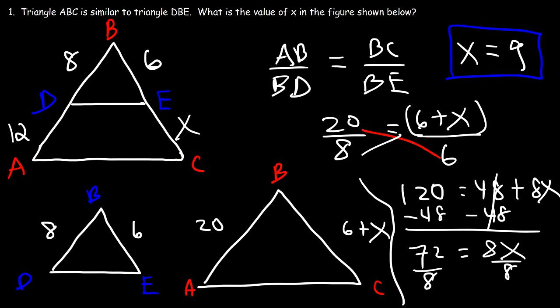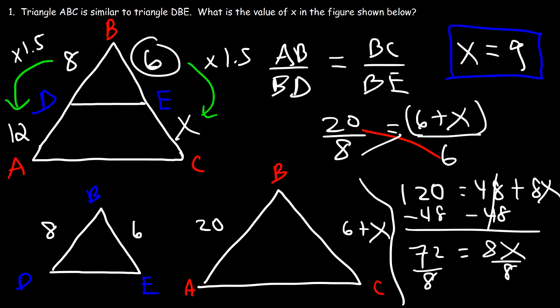Now we could check the work. If we take 12 and divide it by 8, that will give you 1.5. So if you take 8 and multiply it by 1.5, you can get the other side 12. Now if you take 6 and multiply it by 1.5, it will give you x. So 6 times 1.5 will give you 9. So that's a quick way in which you can get the answer, because those sides will be proportional.